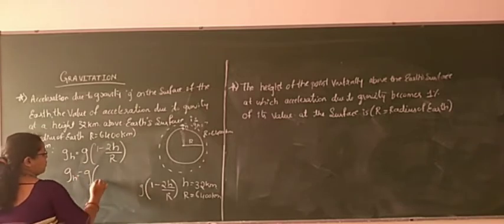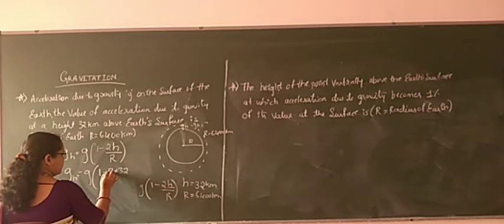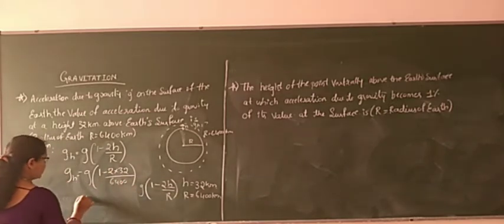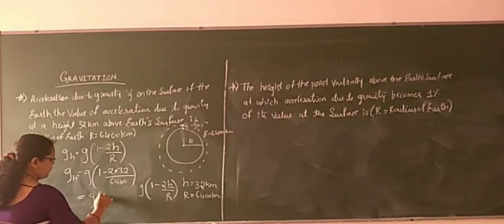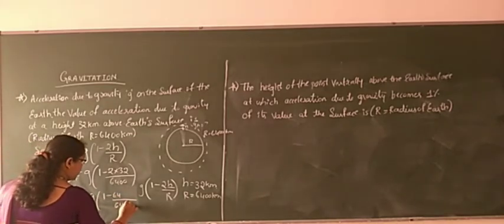GH, so 1 minus 2 into 32 here, divided by 6,400. So what do you get here? G of 1 minus 64 divided by 6,400.